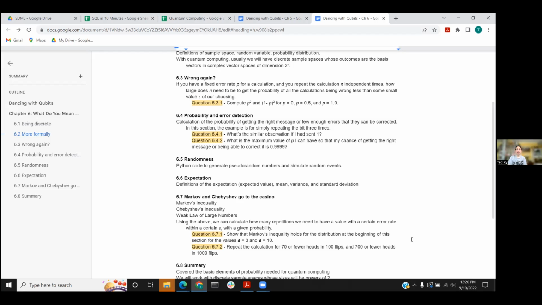So instead of just asking what's the probability of getting them all right or one wrong, now it's just summing up the probability that less than half of them get garbled. And so then there's the formula for that. And then you can calculate, like, what if you want to get it right 99.99% of the time?